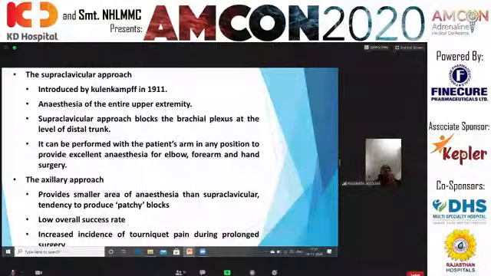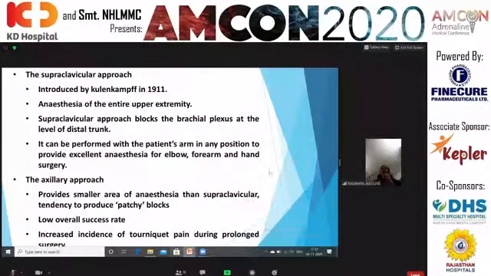This block was introduced in 1911 by Kulenkampff. It gives anesthesia to the entire upper extremity. The supraclavicular approach blocks the brachial plexus at the level of the distal trunk. It can be performed with the patient's arm in any position. It is excellent anesthesia below the elbow, for forearm, hand, and surgery.